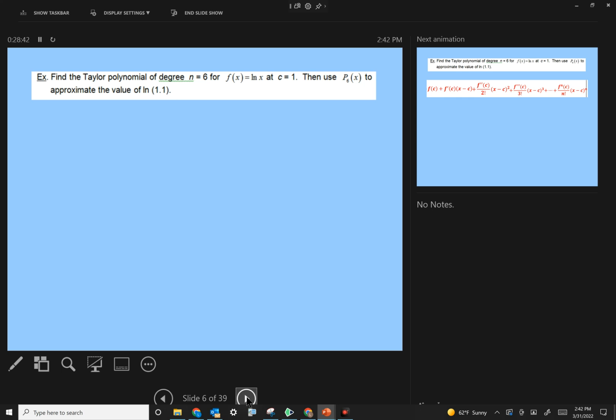Okay, where is this one centered? At 1. So that means I'm going to plug in a 1. It's centered at 1, so the natural log of 1 is 0. Derivative at 1 is 1. And then what? Negative 1. And then what? 2. 1 to any power is 1, correct? So then we just have negative 6, 24, negative 120.